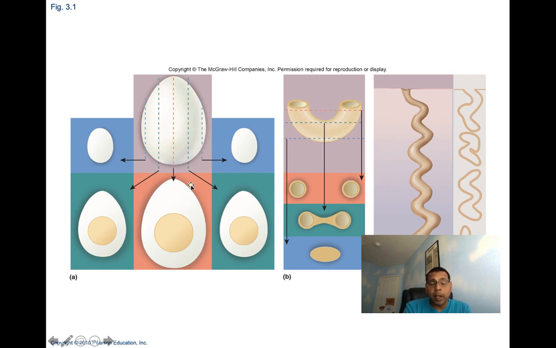And then we're going to make a cut along this plane. Again, same thing we can see with this tubule. And then same thing here. Right, nice transverse cut. Vertical cut, vertical plane.